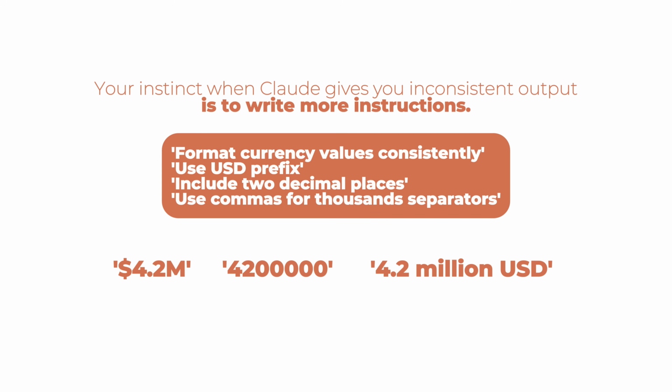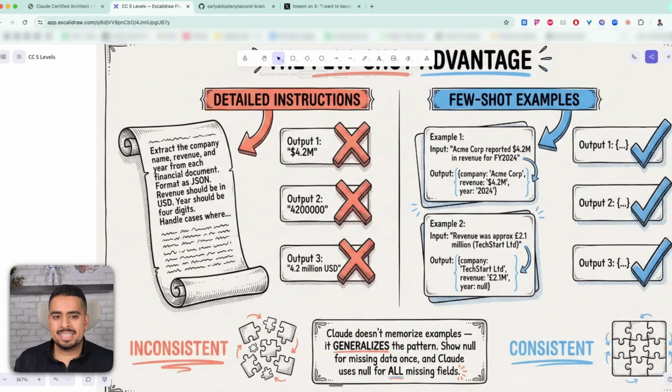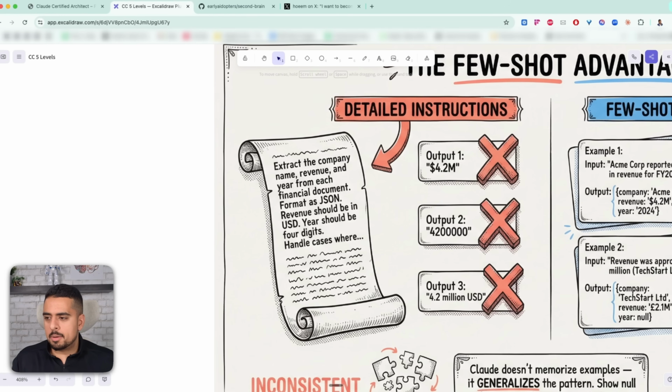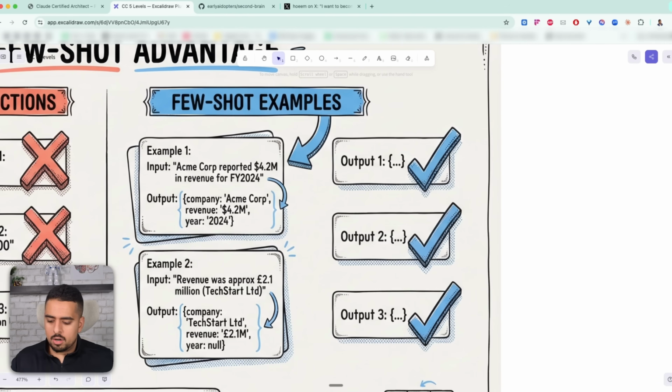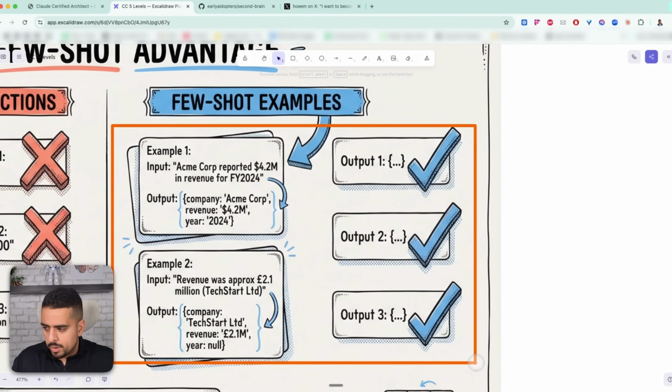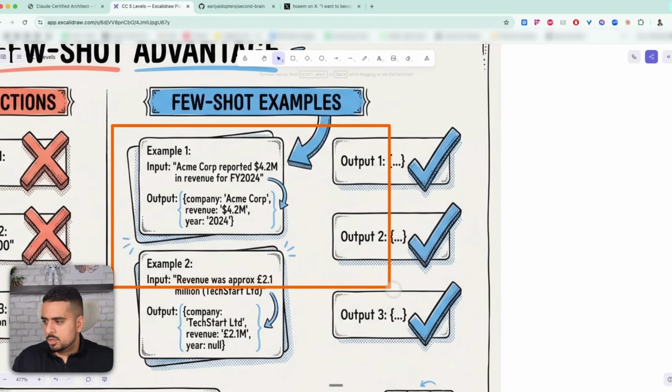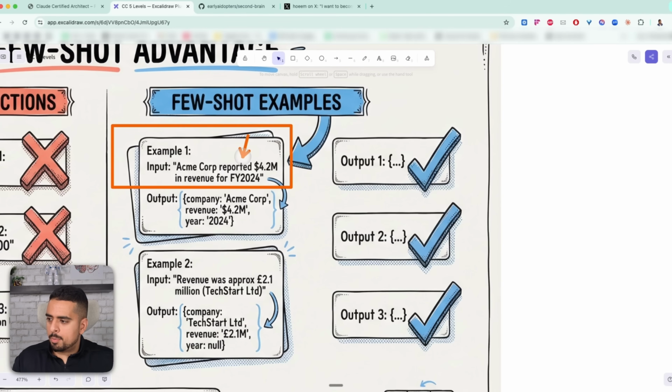So you can have the same set of instructions, but 3 different results, because people keep forgetting that this isn't magic, these are language models. Now to fix this, Anthropic recommends going to few-shot examples. If you're not familiar with what few-shot are, these are from the beginning of prompt engineering time, one of the best ways to get consistent outputs. So you give an example. In this case, the input could be Acme Corp reported 4.2 million in revenue for 2024. And this is the output you want exactly.